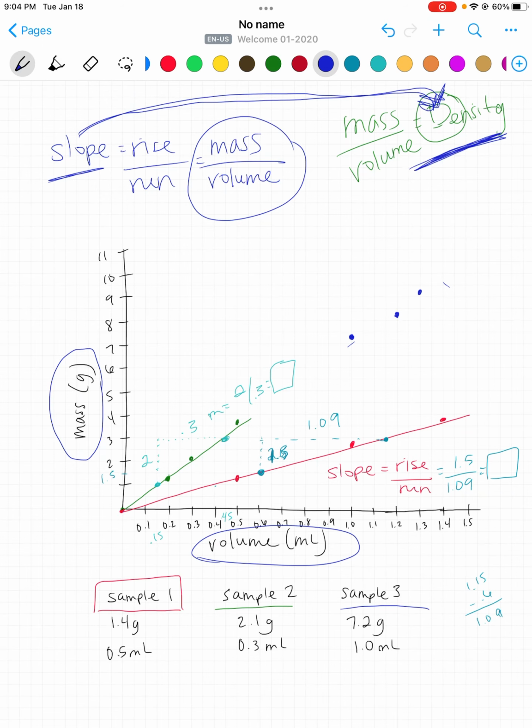So that's essentially what you're doing in this graphing section: finding the slope, because our slope equals our density, and then you can find the density of the 3 different samples. And for our blue line, the slope is going to equal density as well. So hopefully that helps. Let me know if you have any other questions.